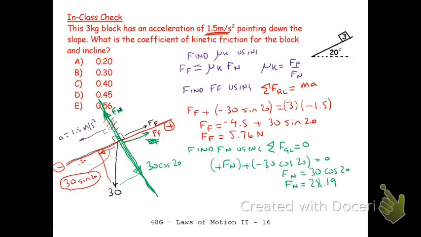So mu k is equal to 5.76 over 28.19, which equals 0.2.